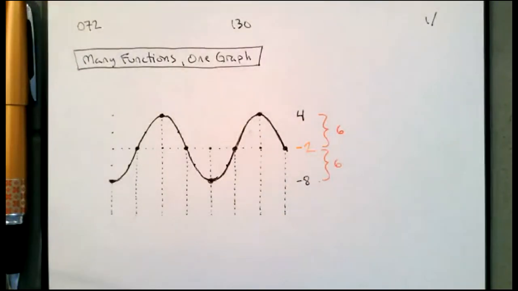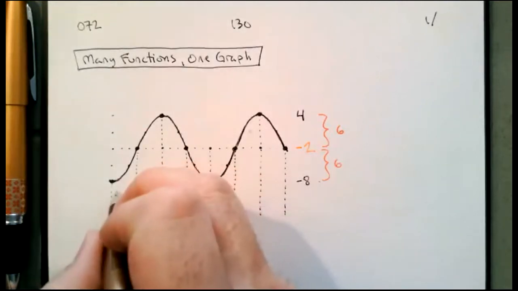So now all my important points have their y coordinates filled in. All my y coordinates at the top will be 4. All my y coordinates at the bottom will be -8. All my y coordinates in the middle will be at -2.